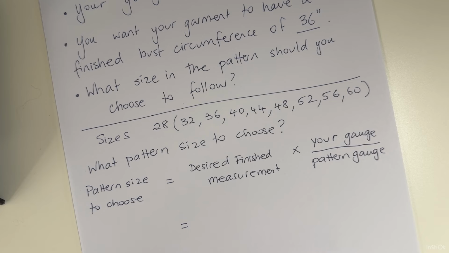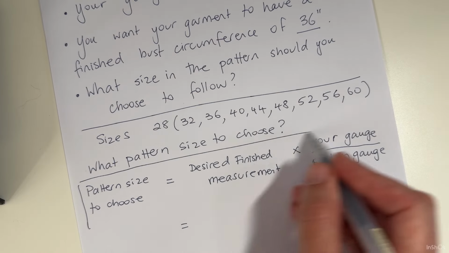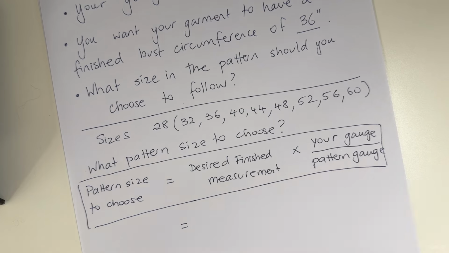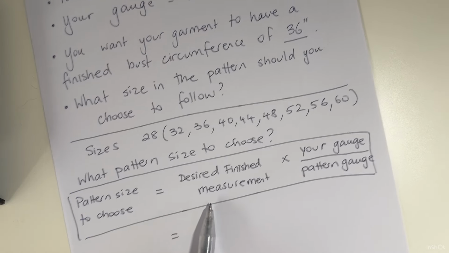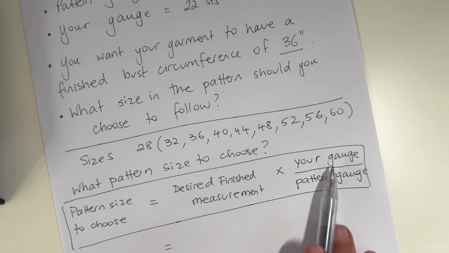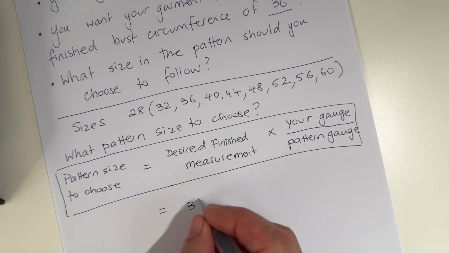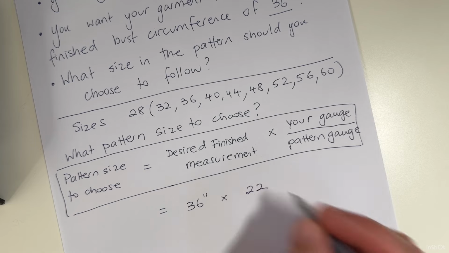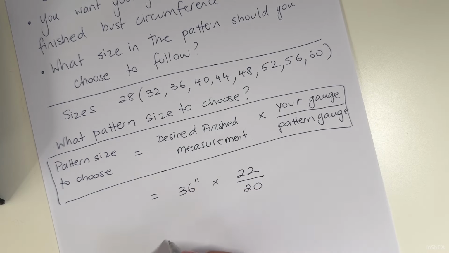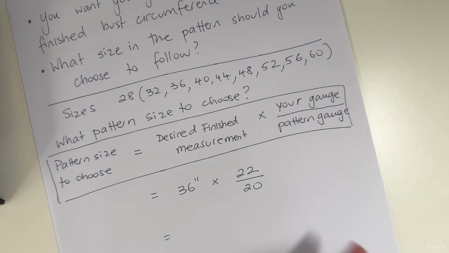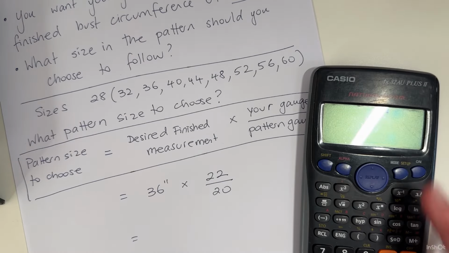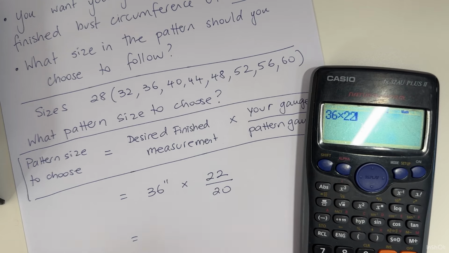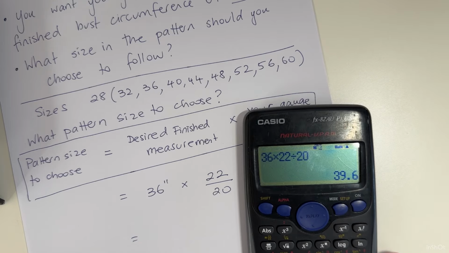So it's actually a very simple formula to follow. The pattern size that you want to choose to circle and make is your desired finished measurement multiplied by your gauge over the pattern gauge. So for this example, you wanted your sweater to finish at 36 inches. Your gauge is 22, the pattern gauge is 20, and if I work that out on my calculator, 36 times 22 divided by 20 is 39.6.